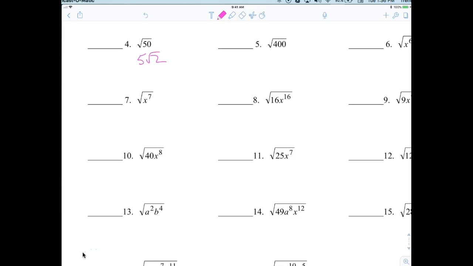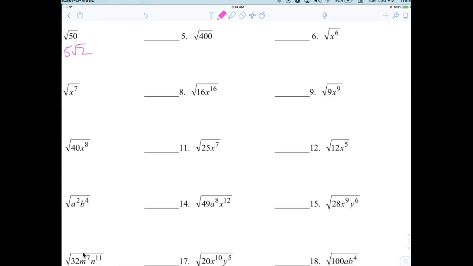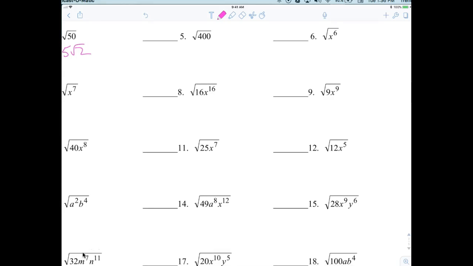Square root of 400. Square root of 400. Hello? 20. How do you not know that? 20. Square root of x to the 6th. X to the third. Anybody have any issues? All right, here we go.